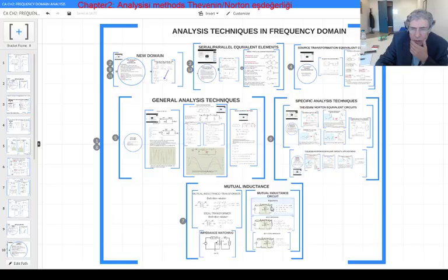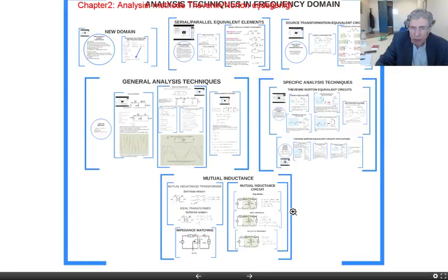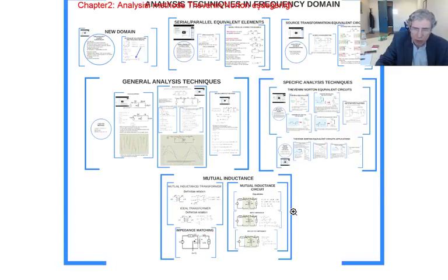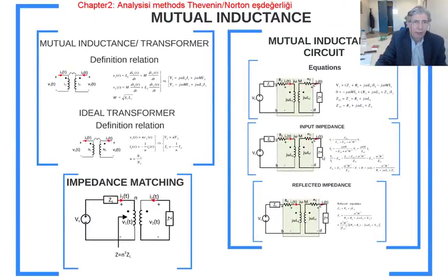Now the last subtitle here is mutual inductance. In time domain we examined this, so we're going to examine it once more. The definition relation in time domain is this, if you remember, and we know in frequency domain the derivative is going to be replaced with j omega. So if you do the replacement, this definition relation in time domain becomes this in frequency domain.